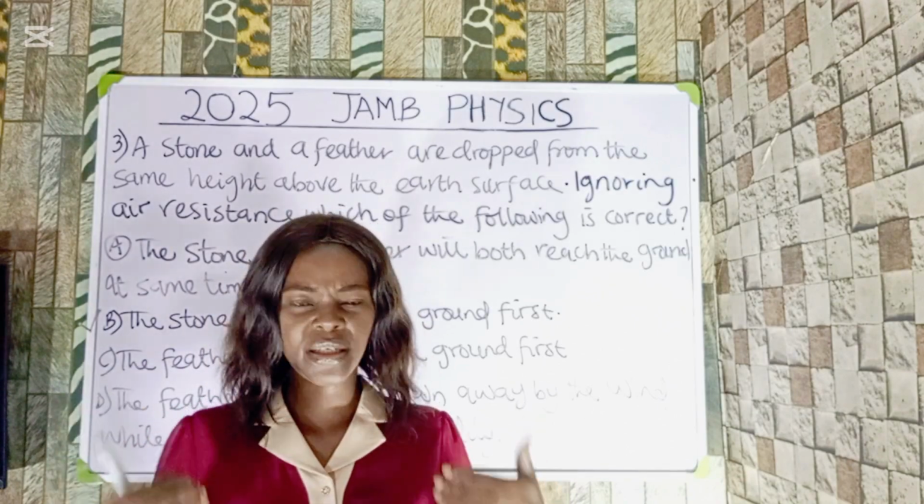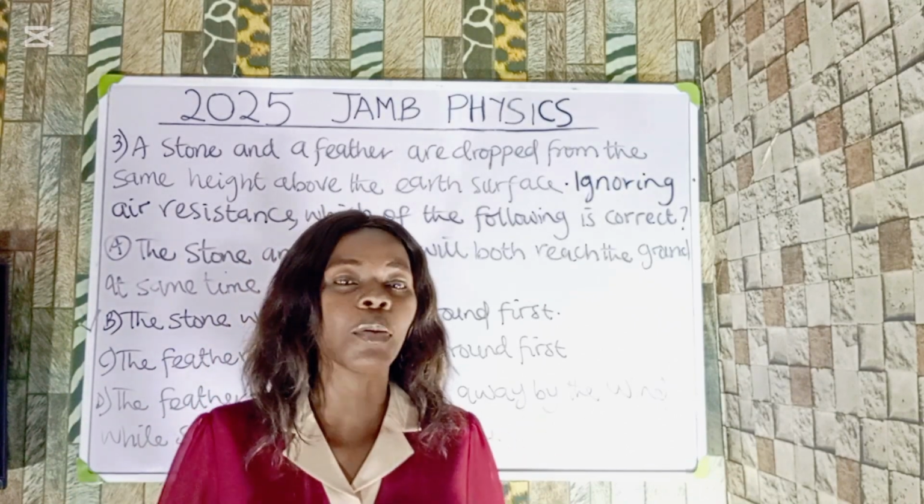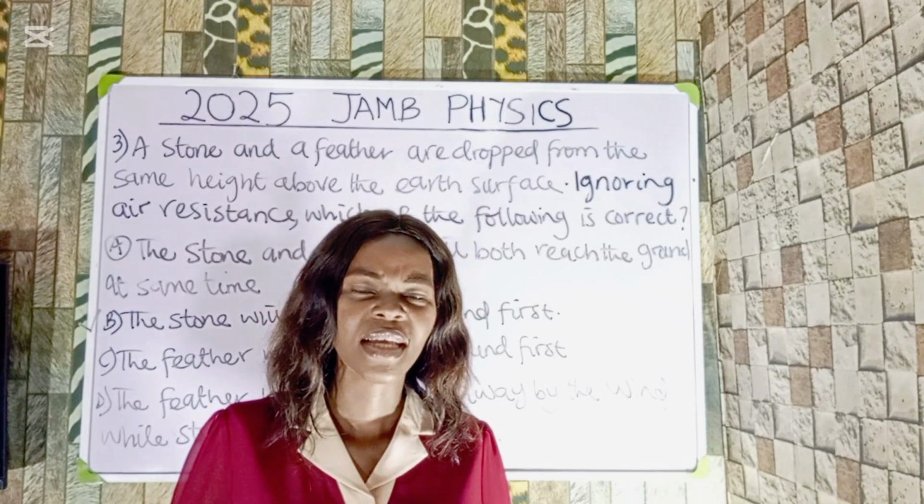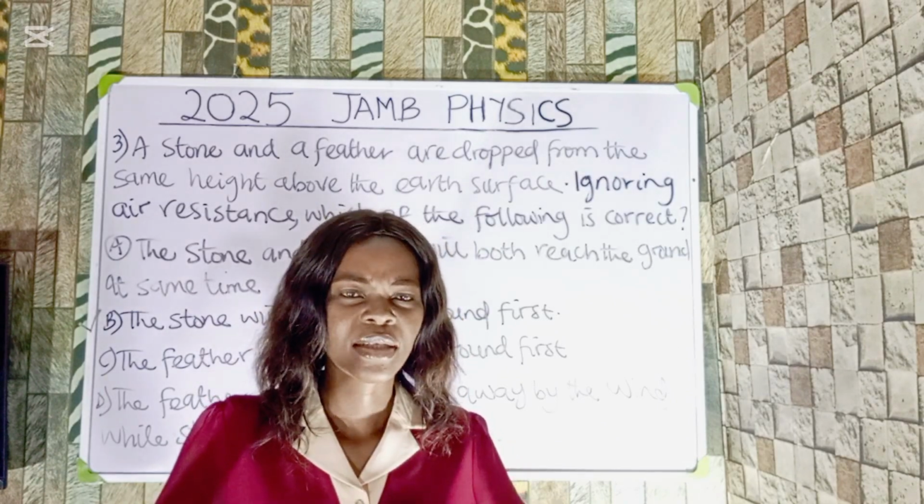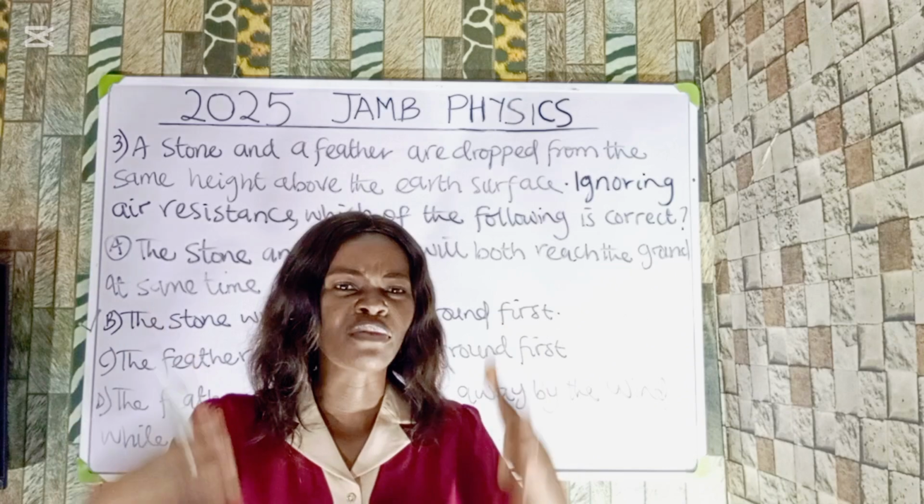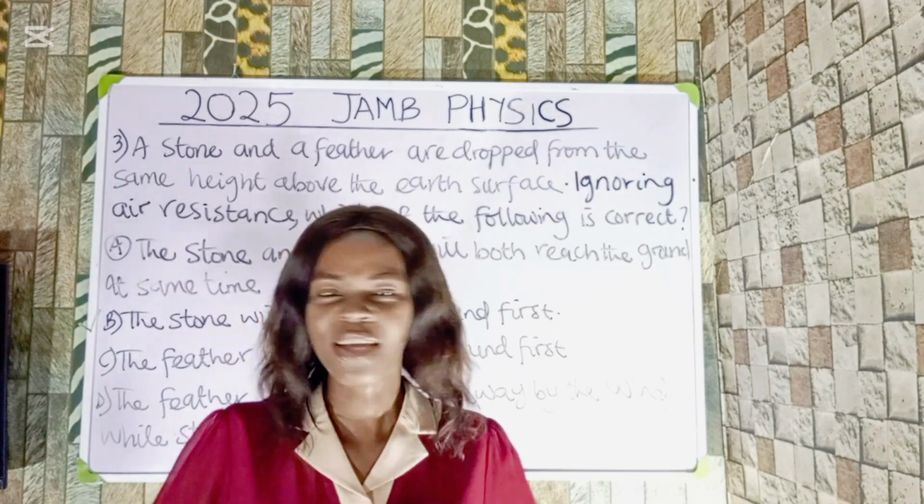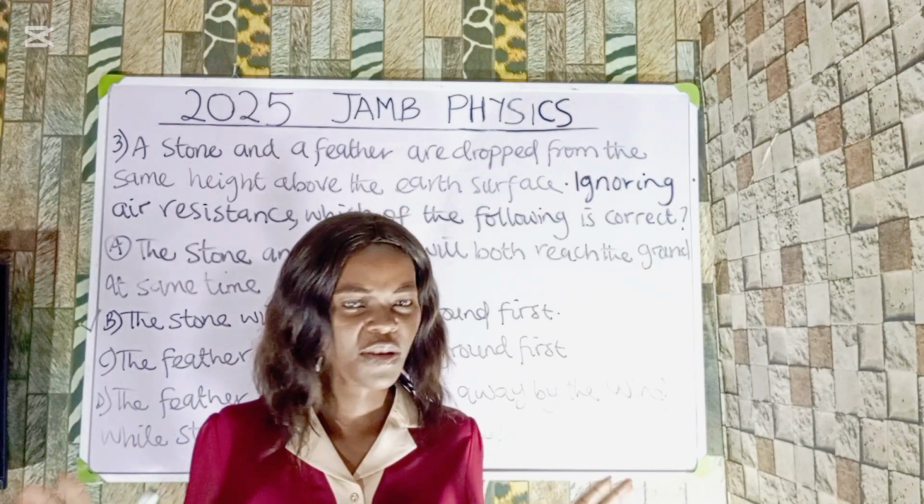Because both of them are falling down and both of them are being acted upon by the force of gravity. If there is no air resistance, both of them are going to reach the ground at the same time. That is the correct thing. Do you get it now?